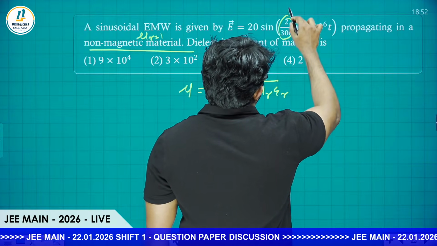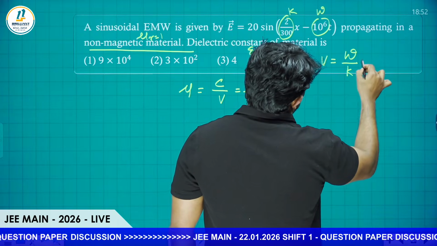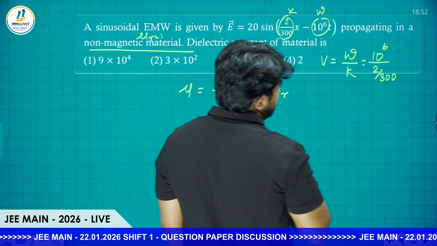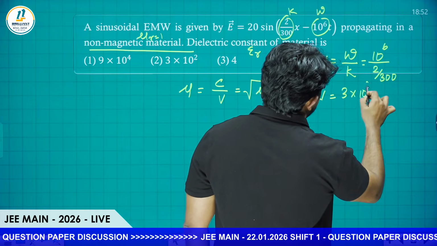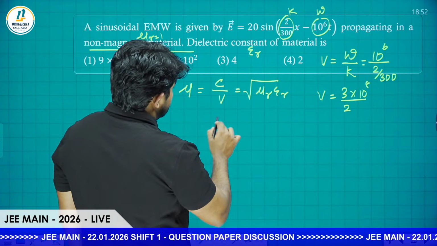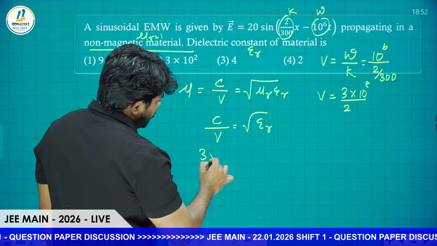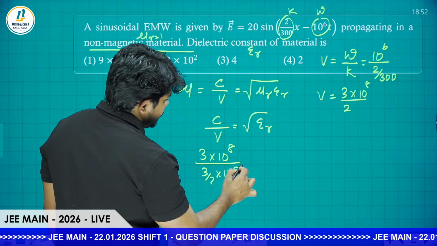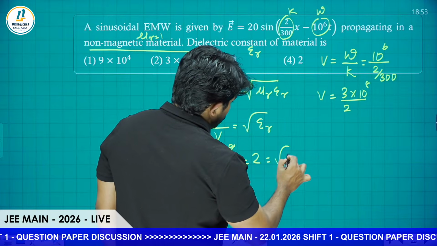So from here, this is the k value and this is the omega value, right? So what is the wave velocity? That is omega by k, which is equal to 10 raised to 6 divided by 2 divided by 300. So what I am going to get is v is equal to 3 times 10 raised to 8 divided by 2. So we can substitute c divided by v is equal to root epsilon r, right? What is c? 3 times 10 raised to 8 divided by v, which will be 3 by 2 times 10 raised to 8. So this will cancel out, and we get 2 is equal to root of epsilon r.